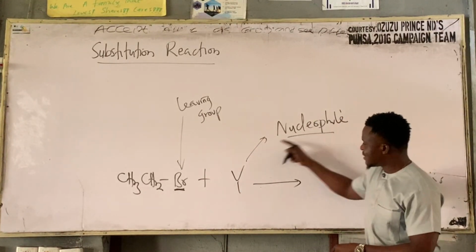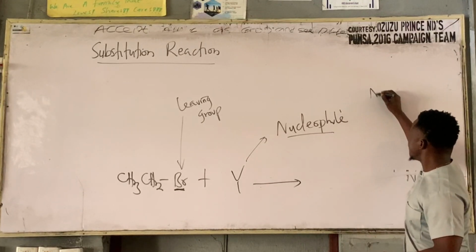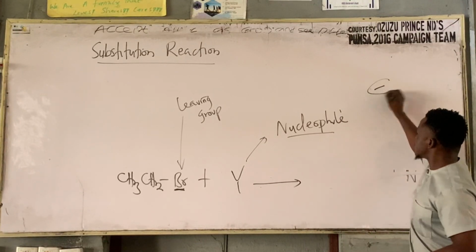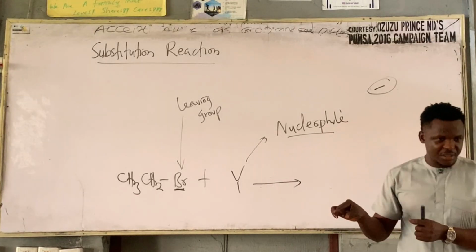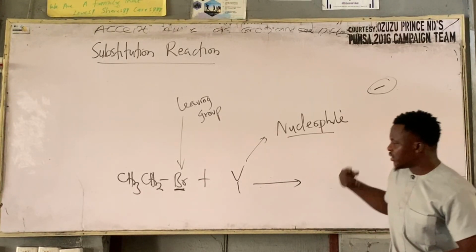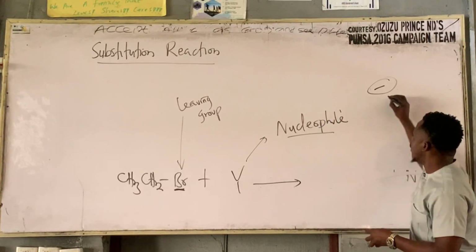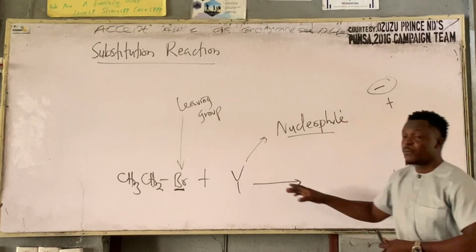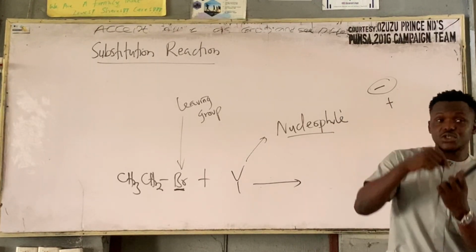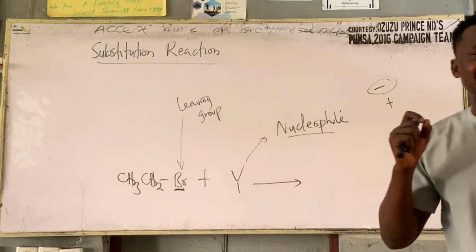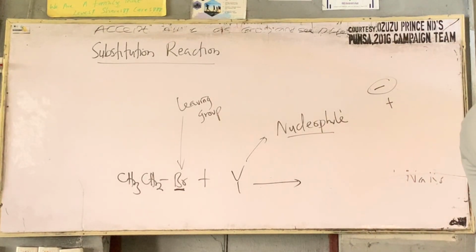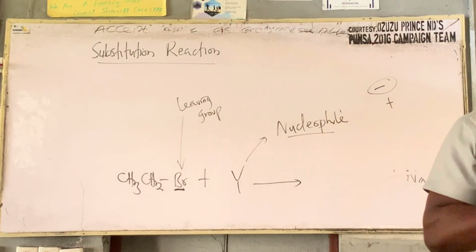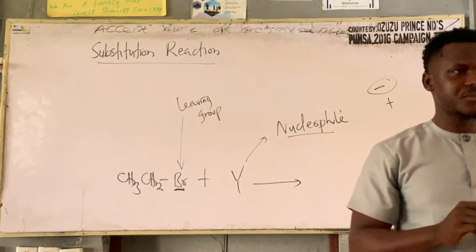Now, what is replacing this guy? If it is something that has minus, that substitution reaction is substitution nucleophilic. But if what is replacing this guy is having what? Plus. That substitution becomes what? Substitution electrophilic. Means that whatever is going to replace what is already in the compound determines whether it's going to be nucleophilic or what?